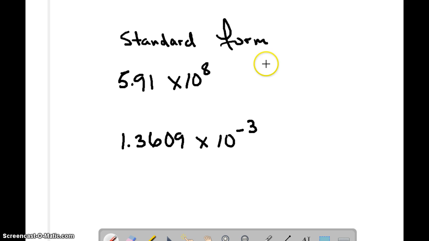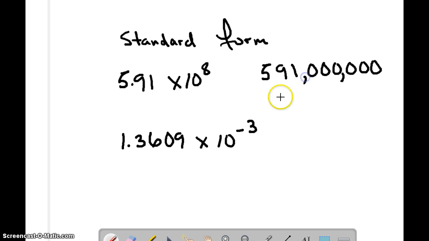In standard form, I just start moving the decimal. 1 place, 2 place, 3, 4, 5, 6, 7, 8. Move the decimal. Going to move the decimal here.